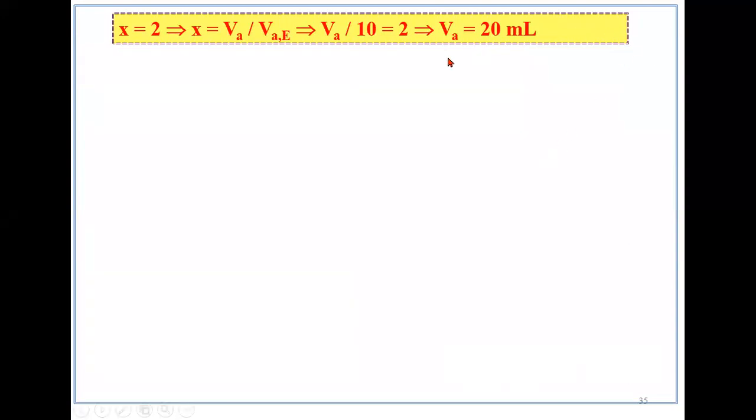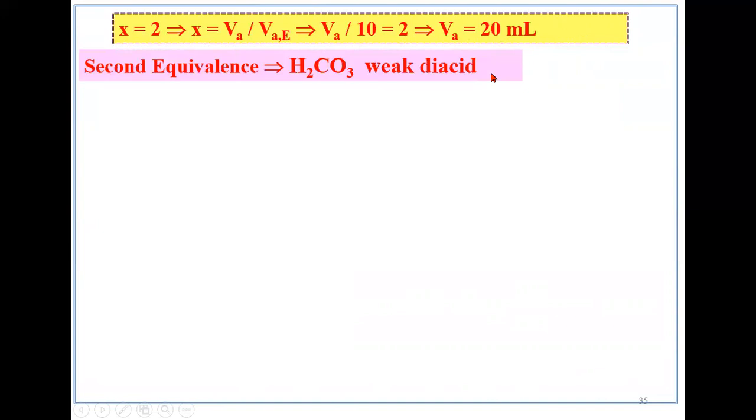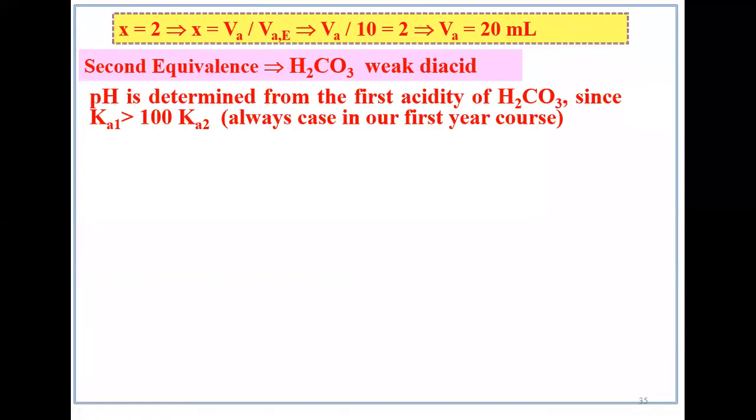And we can go ahead and find the volume VA added at that point, which is 20 milliliters of the added acid. I know that because if the first equivalence point is 10, the second equivalence is obviously 20 mils. But you can use your X value to get that. Second equivalence is my H2 carbonate, the diacid.